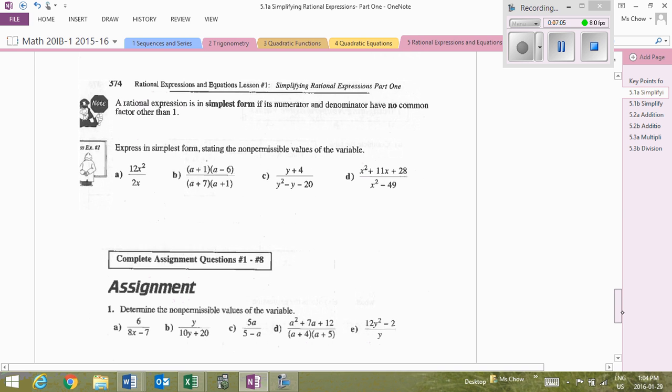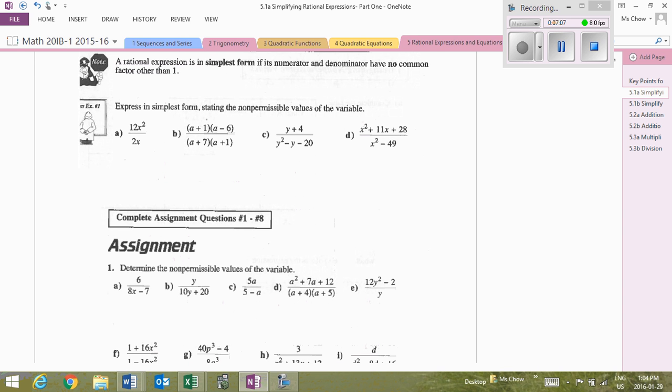Okay. So a rational expression is in simplest form if its numerator and denominator have no common factor other than 1. And that, of course, is true if we're talking about just rational numbers, so just fractions with numbers. So express in simplest form, stating non-permissible values of the variable, plus example number 1. So we'll take a look at the first one.